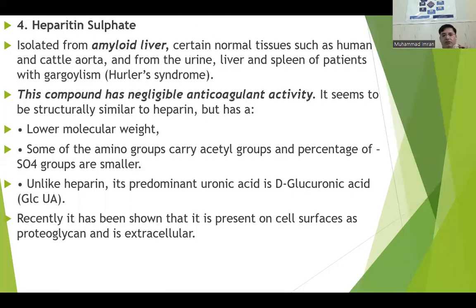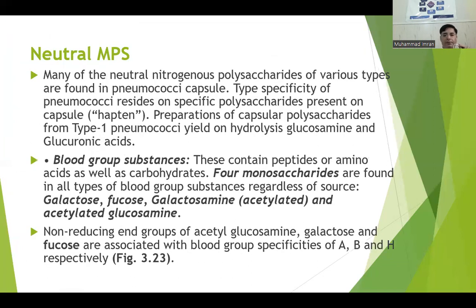Heparan sulfate is a low molecular weight heteropolysaccharide. It is produced in the liver. Its structure is similar to heparin, but it is in acetylated form, N-acetylglucosamine and glucuronic acid. It has one sulfate group less as compared to heparin.